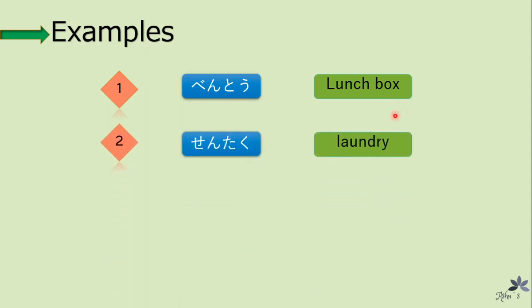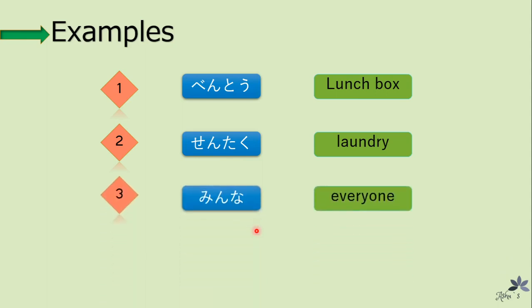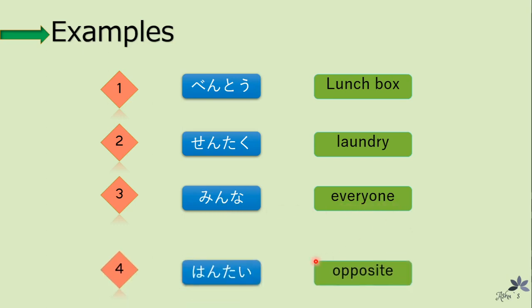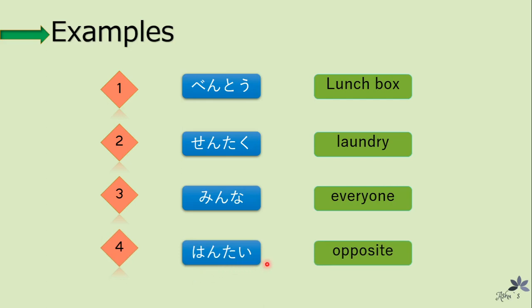My second example is sentaku, which means laundry. Here you can see after N we have the alphabet Ta. The third example is minna. We have Na after N and it should be pronounced as N. So it becomes minna, everyone. The fourth example is hantai, which means opposite.